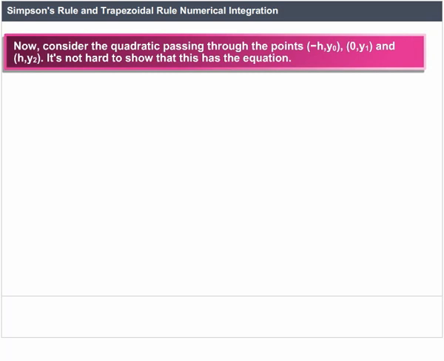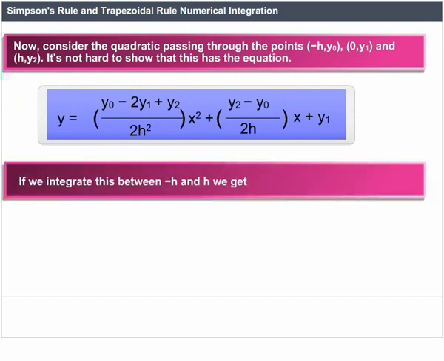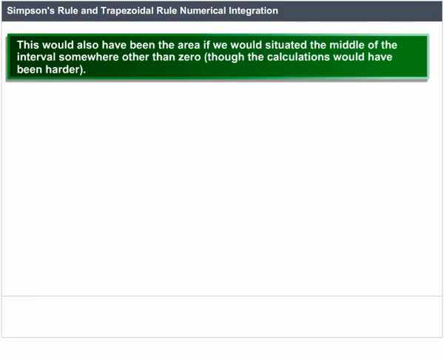It's not hard to show that this has the equation y equal to y0 minus 2y1 plus y2 divided by 2h square, times x square, plus y2 minus y0 divided by 2h, times x, plus y1. If we integrate this between minus h and h, we get h divided by 3 times y0 plus 4y1 plus y2. This would also have been the area if we had situated the middle of the interval somewhere other than 0, though the calculations would have been harder.